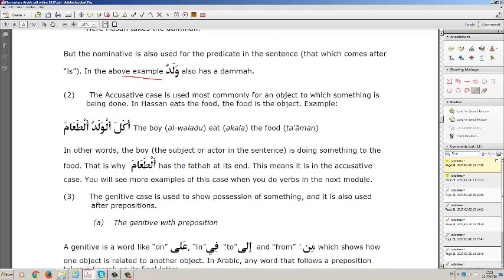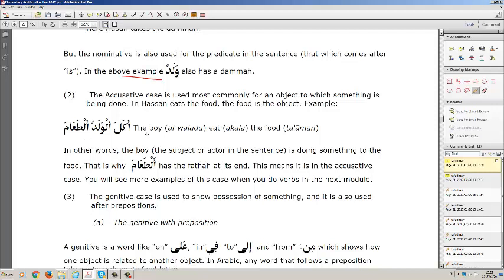Now, the accusative is used for objects. In Arabic, this means something done to something else. So for example, when you say Hassan eats the food, Hassan is the subject of the sentence. He's the doer in the sentence, and he's eating the food. And so the food gets eaten. So the food is being acted on. The food is the object. And so because it is the object, it is accusative, and it takes the a sound.